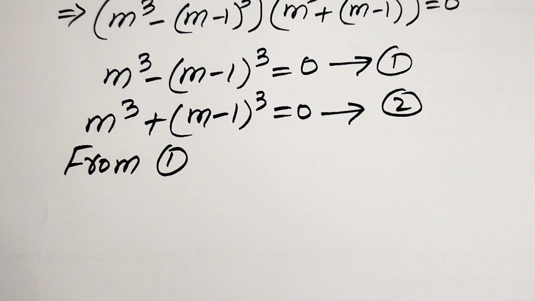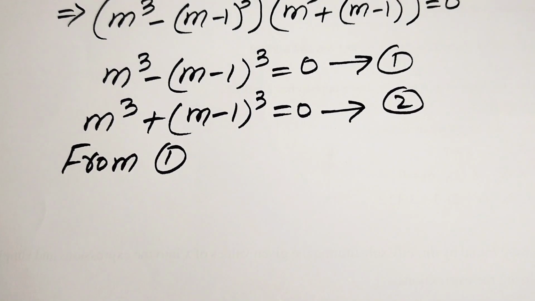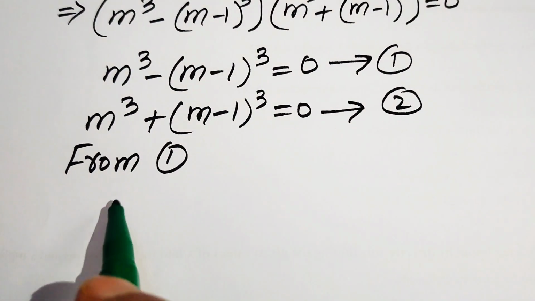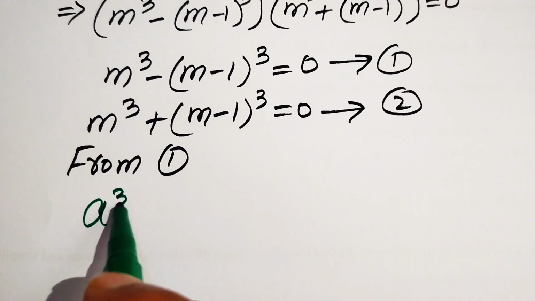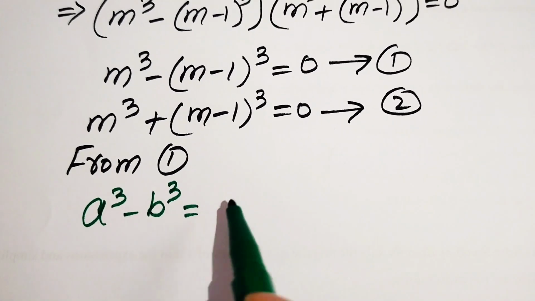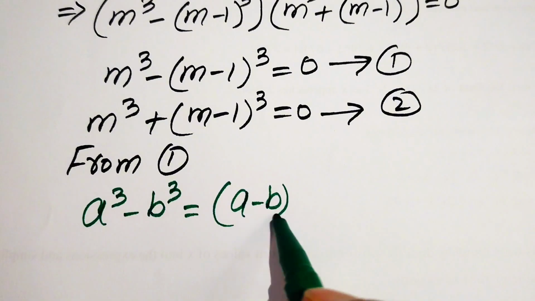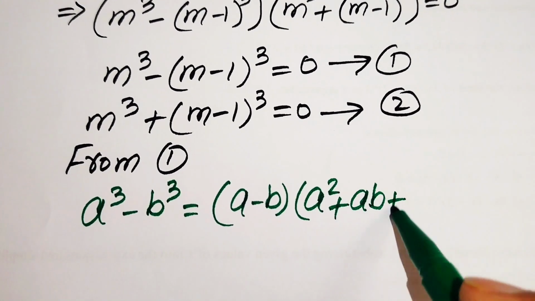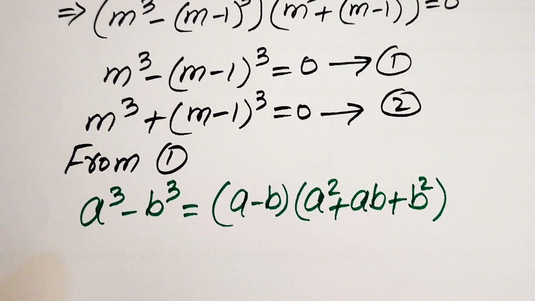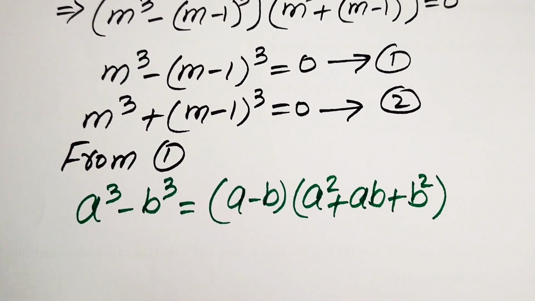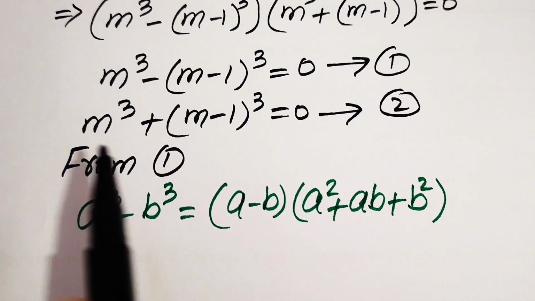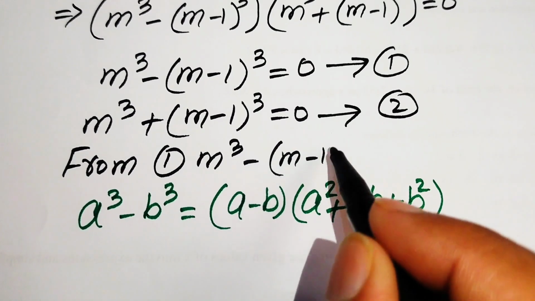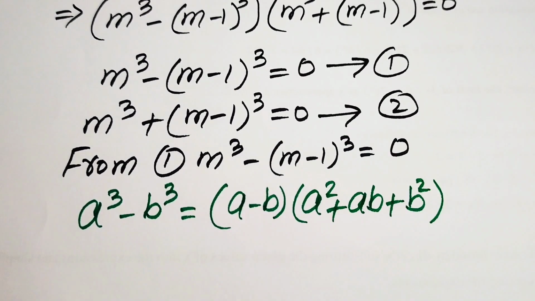For equation number 1, we need the nice cubic formula. We know this formula: if we have a cubed minus b cubed, it equals (a minus b) times (a square plus ab plus b square). We need this formula for equation number 1. First we copy down equation number 1: m cubed minus (m minus 1) cubed equals 0.